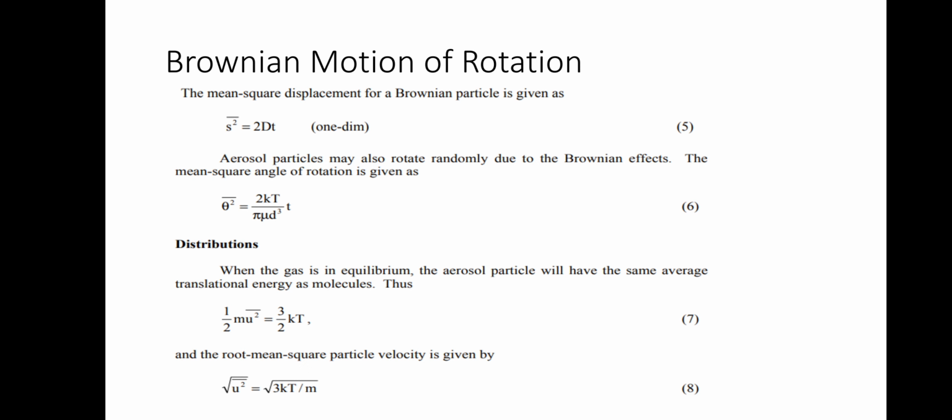Distributions. When the gas is in equilibrium, the aerosol particle will have the same average translational energy as molecules. Thus, 1 by 2 m u square equals 3 by 2 kT. And the root mean square particle velocity is given by under root u square equals under root 3kT by m.